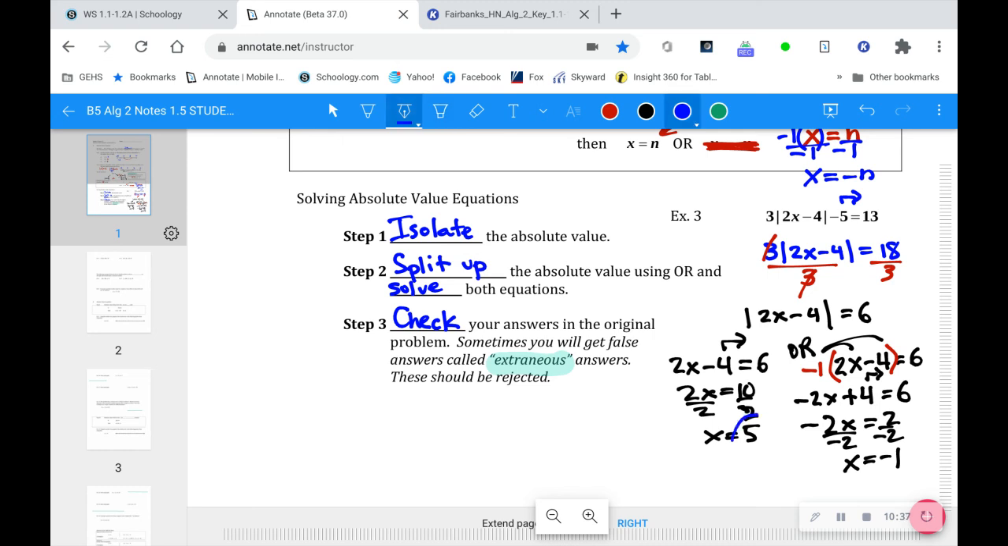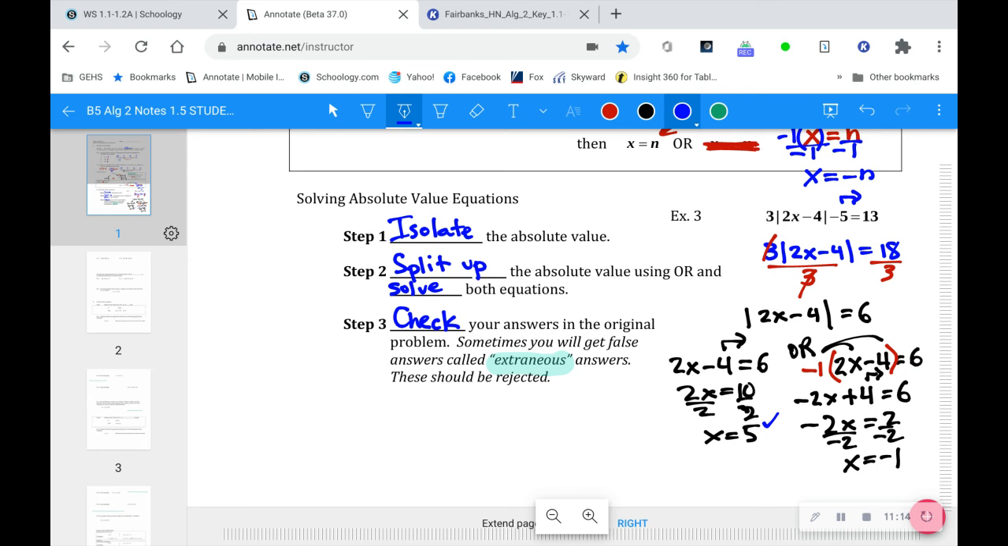So we're going to try this 5, and if it works, we'll indicate that with a check mark. If it doesn't, we'll cross it out gently. I don't want to obliterate it, and we'll put EXTR there to say don't trust this answer. So we'll put a 5 up here. 2 times 5 is 10. 10 minus 4 is 6. The absolute value of 6 is still 6. 6 times 3 is 18. 18 minus 5 equals 13. So that was an example of a legitimate answer.